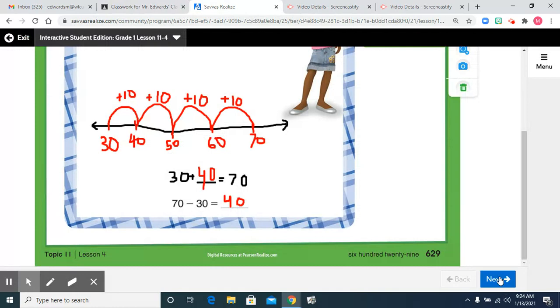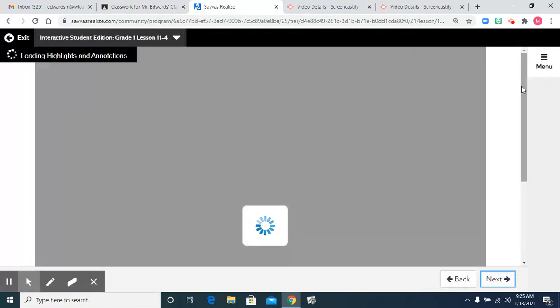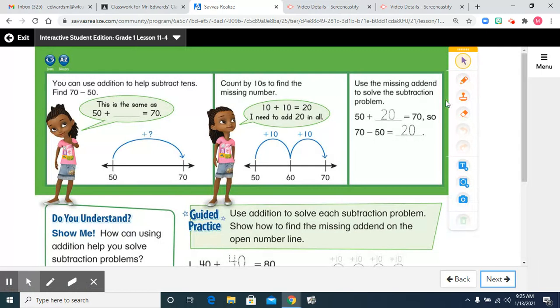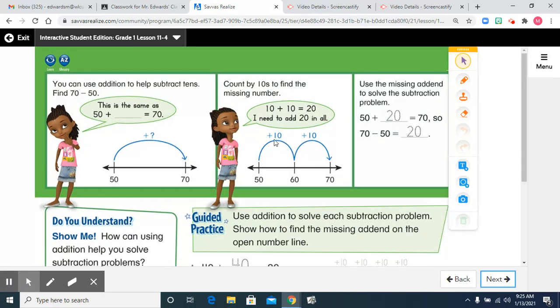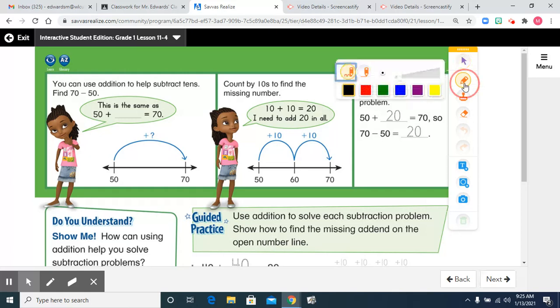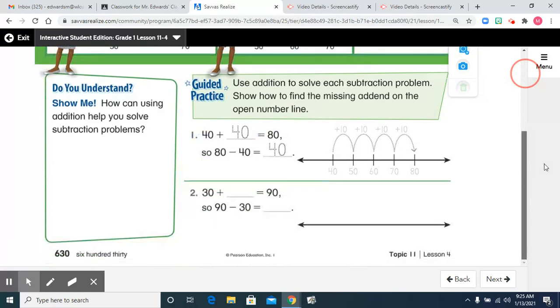Okay, if you're good on that page, please turn to the next page. Of course, at the top, there's a lady from the video, and she's showing you how to add to help you subtract, just like we did on the page before. Okay, let's read the directions. Let's figure out what we have to do here. Use addition to solve each subtraction problem. Show how to find the missing add-in on the open number line.